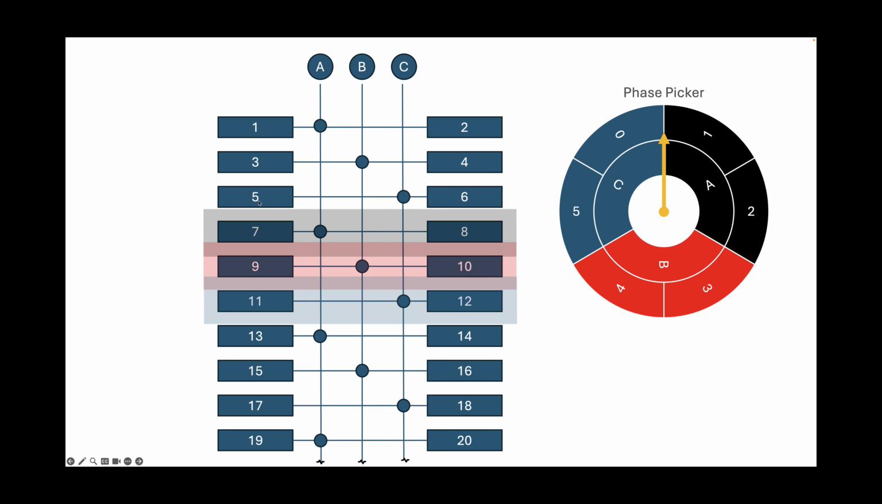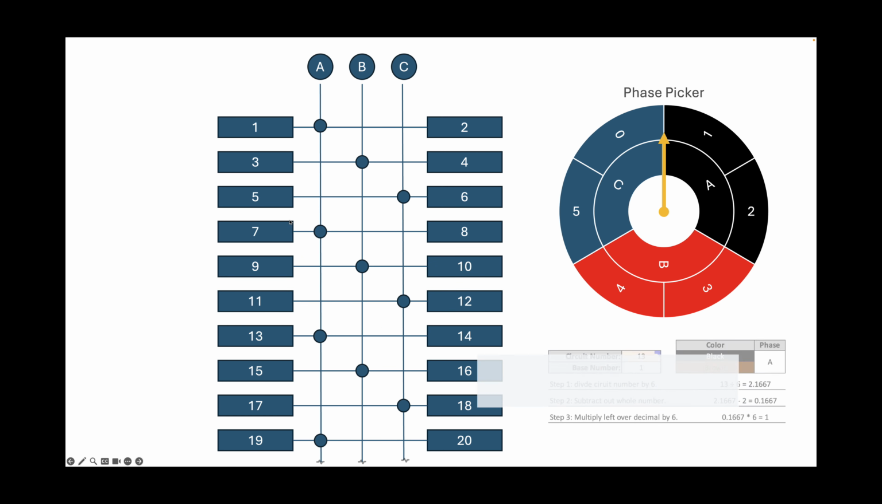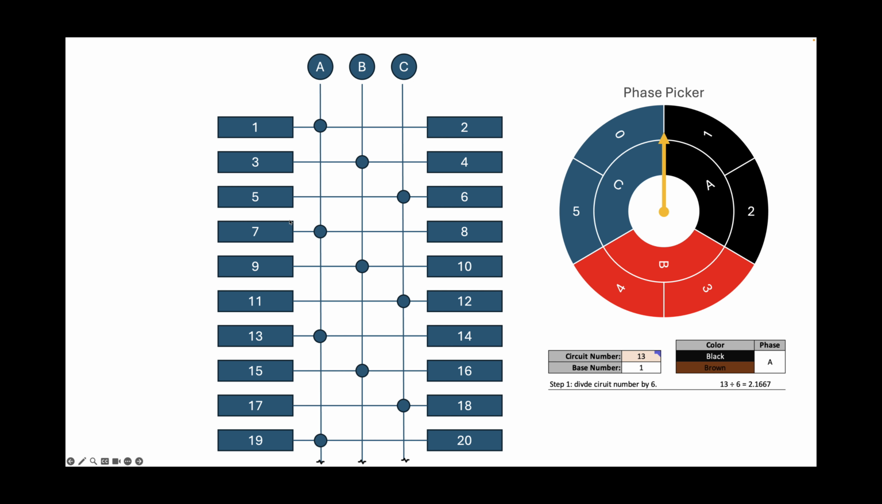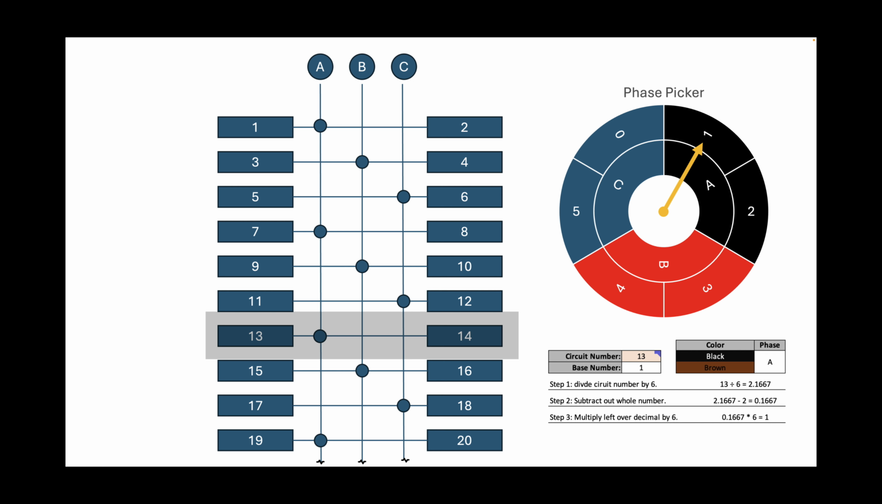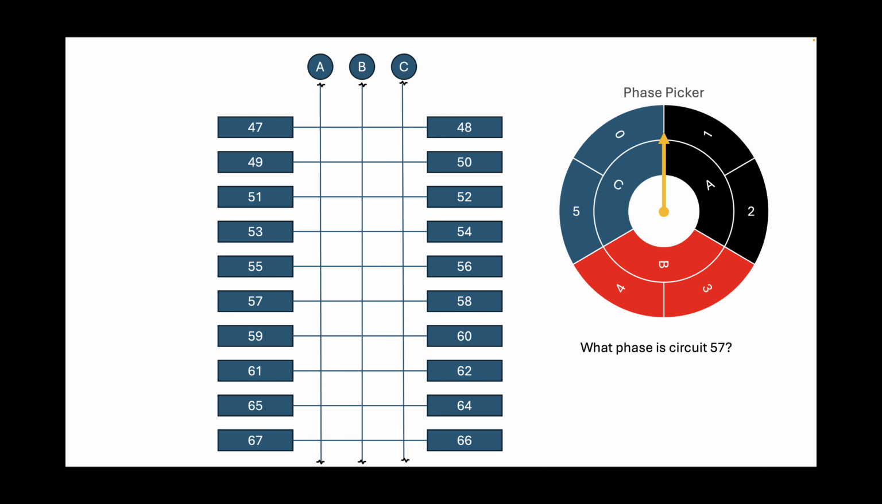All right, so our next example is 13. And with 13, I'll show you the math to use step by step. Okay, we're going to take 13 and divide by 6. That gives you 2.166. And just like with the pies, just like with the days, we're going to subtract out the whole number. You get 0.1667, multiply that by 6, you have a remainder of 1, which is A phase, right?